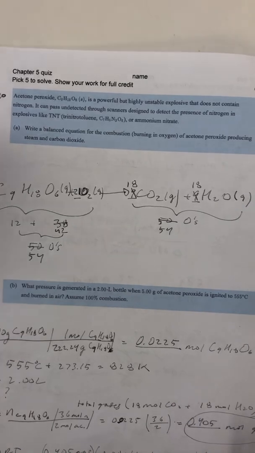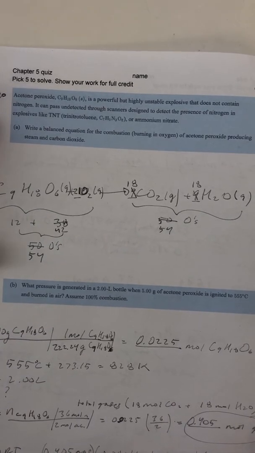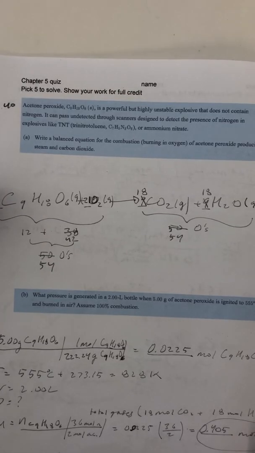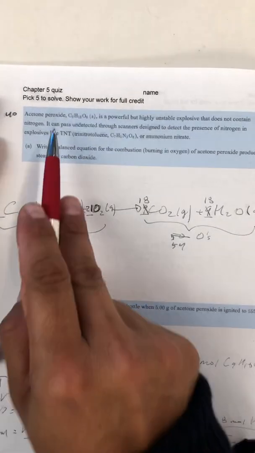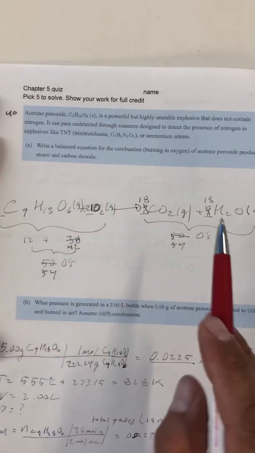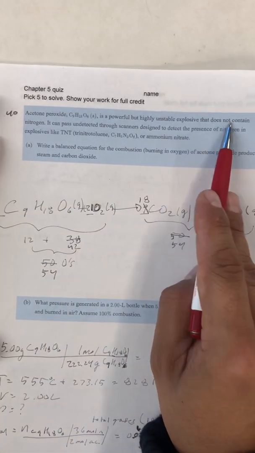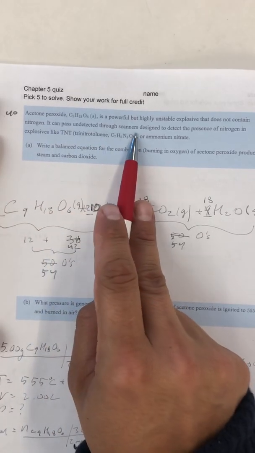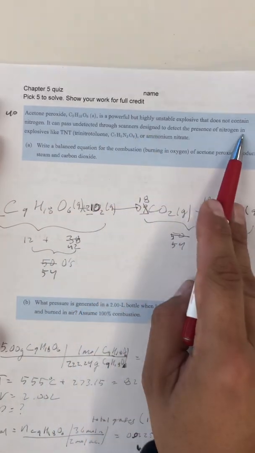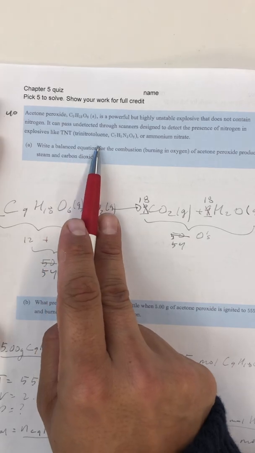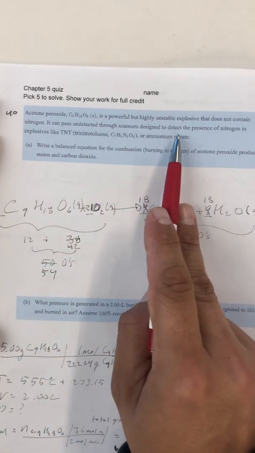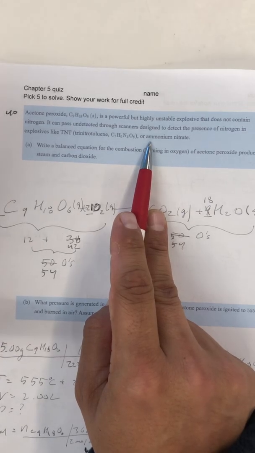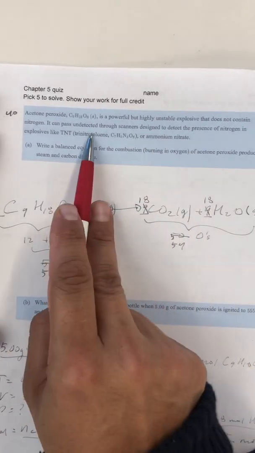Okay, let's do the next problem in the quiz, which is modeled, well, it's the exact same question as number 40 in the text. So this equation here, acetone peroxide, is a powerful but highly unstable explosive that does not contain nitrogen, FYI. It can pass undetected through scanners designed to detect the presence of nitrogen in explosives like trinitrotoluene or ammonium nitrate. Both of these are explosives. That's a fertilizer that can also be explosive, and this is TNT.